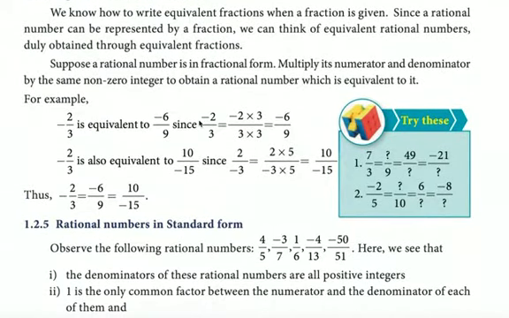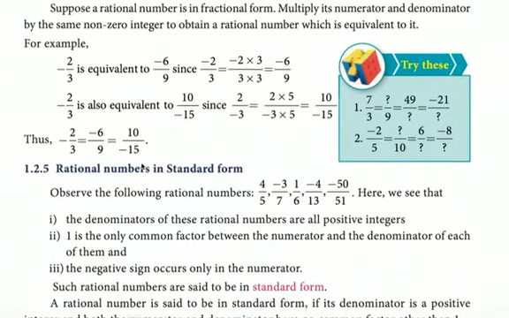Equivalent rational numbers. We know how to write equivalent fractions when a fraction is given. Since a rational number can be represented by a fraction, we can think of equivalent rational numbers obtained through equivalent fractions. For example, minus 2 by 3 is equivalent to minus 6 by 9, right? That means multiplying both numerator and denominator by the same number, here 3. Minus 2 by 3 is equivalent to 10 by minus 15, right? Multiplying with 5. So these are equivalent rational numbers.